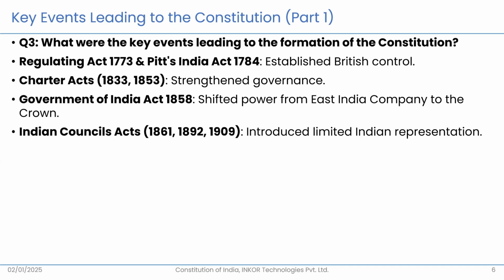Several key events contributed to the formation of the Constitution. Early laws like the Regulating Act of 1773 and Pitt's India Act of 1784 gave the British more control over Indian administration. The Charter Acts of 1833 and 1853 expanded their governance structure. After the revolt of 1857, the Government of India Act 1858 officially placed India under the British Crown. Over time, the Indian Councils Acts of 1861, 1892, and 1909 introduced some Indian representation in governance, but real power remained with the British.